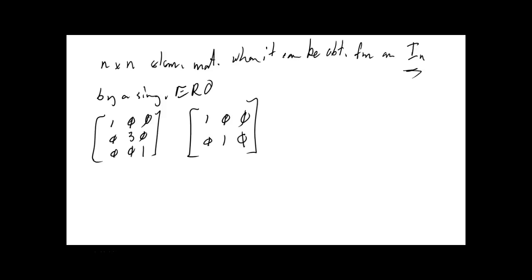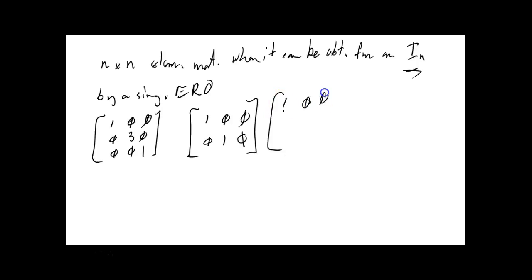Okay. Resist the urge. No, okay. Why not? What's the first thing it says? It has to be square, and that's not square, that's rectangular. So no, it can't be an elementary matrix. Okay, here's C.